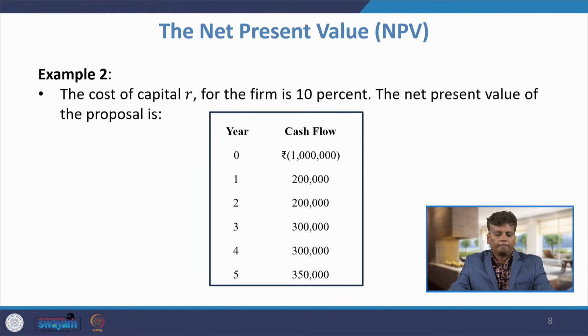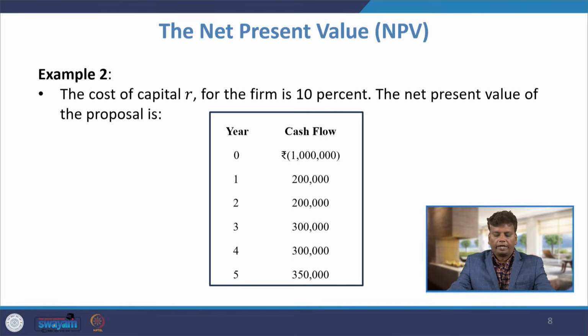Here is one more example related to a project. The cost of capital R for the firm is 10%. The net present value of the proposal is computed as follows. In the 0th year you are investing $1 million. I have put that 1 million in brackets, which implies negative because it is a cash outflow that goes away from the pocket. So instead of using a negative sign, I put the bracket sign. The first year cash inflow is $200,000, second year $200,000, third year $300,000, fourth year $300,000 and fifth year $350,000.